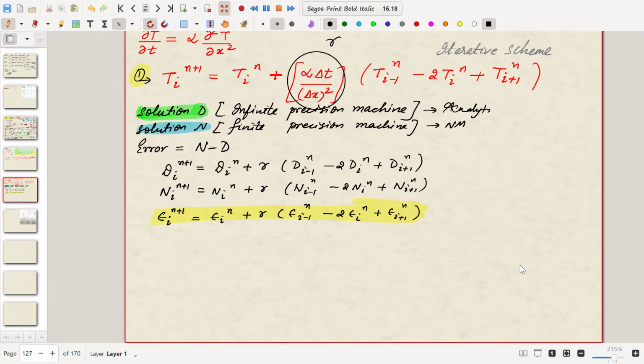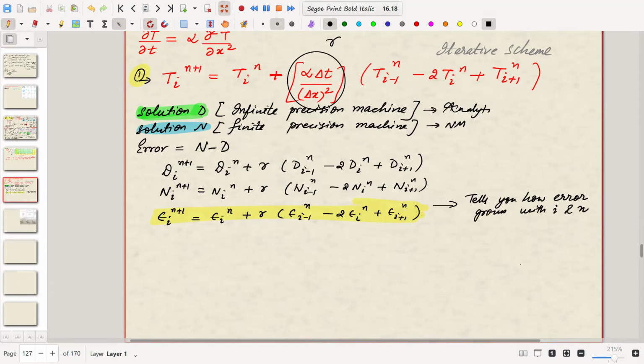You see how step by step we are exploring new things. Through every step I'm training you to think, and at the same time we are exploring the next step. Now what did you get? Why is this yellow shaded thing so important? It tells you how error grows with i and n, isn't it?